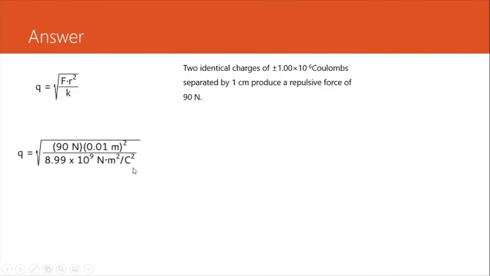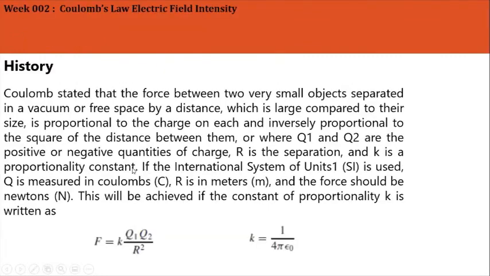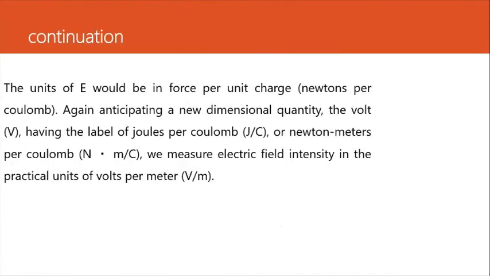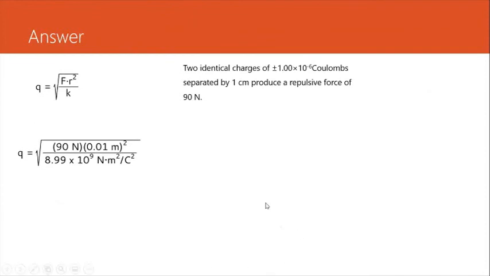The K constant is 1 over 4 pi times the permittivity constant, 8.85 times 10 to the negative 12 farad per meter, that will be equal to 8.99 times 10 to the 9 newton meter squared over coulomb squared. Okay, then let us solve.